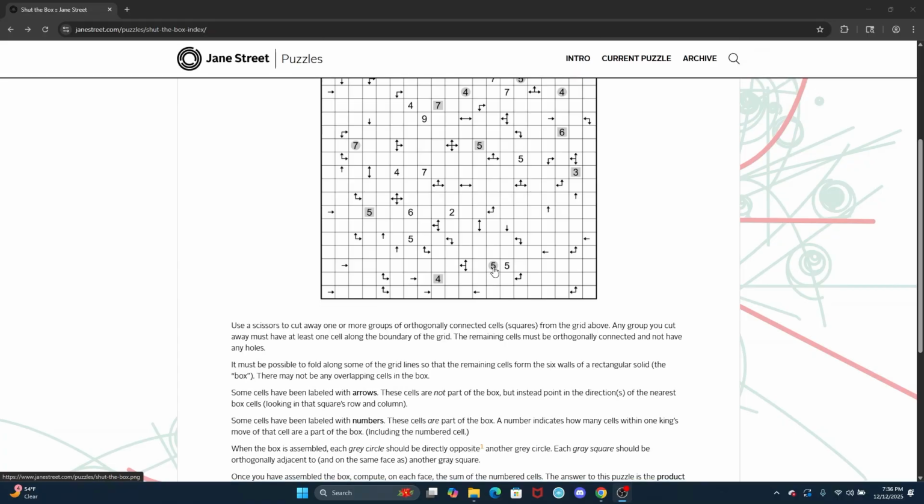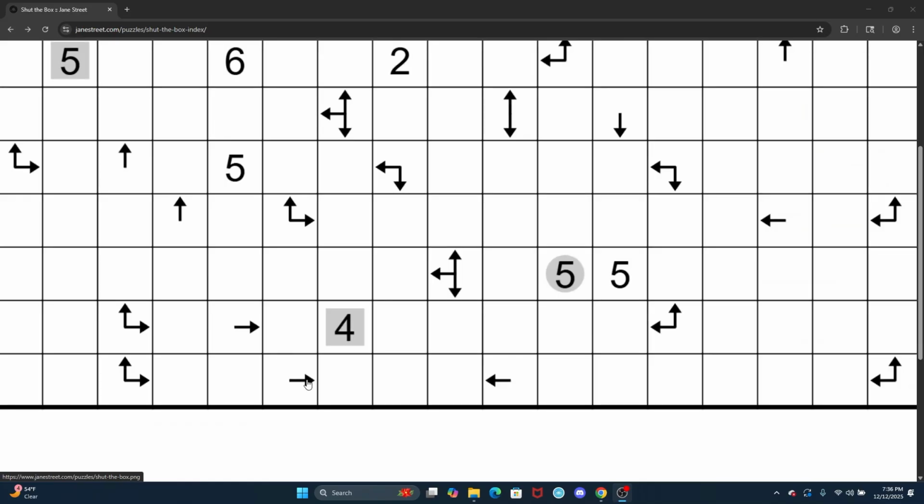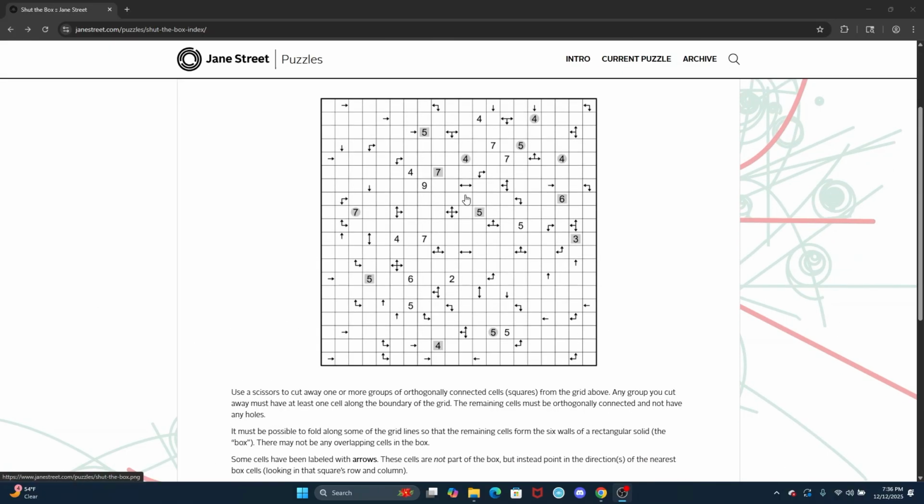And the last clue we're given is with these numbers. These numbers mean that within the 3x3 square of cells surrounding that number, there are that many cells that are part of the net. So for instance, there's 4 in the 3x3. There are 4 cells that are part of the net, and so 5 cells that are not part of the final net. The gray squares and circles come in when you actually have the net and try to fold the rectangular prism, but that's unrelated to finding the net right now, so we won't get into that.